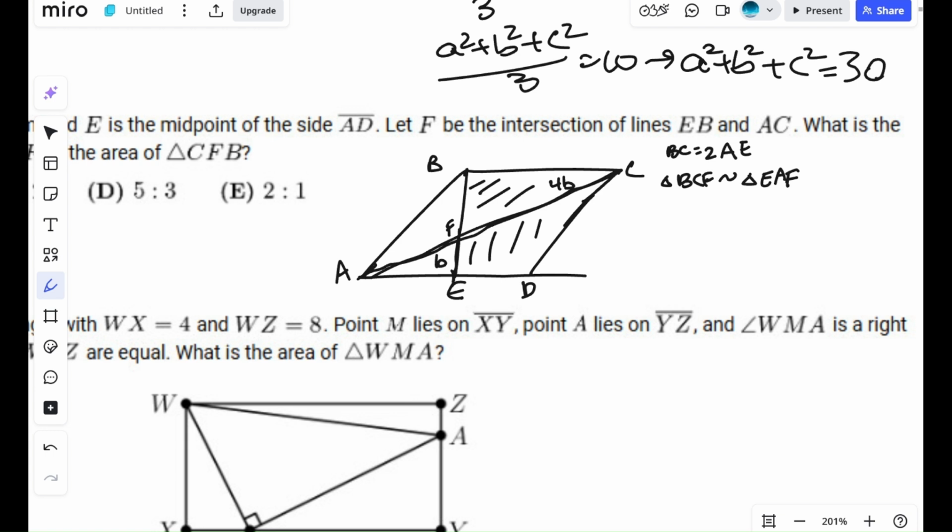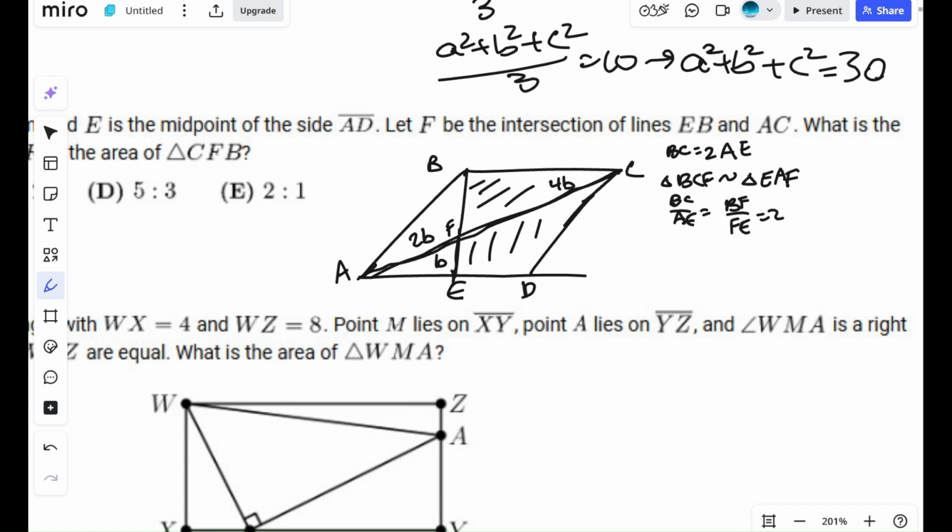And we know that BC is equal to 2AE, so BC over AE, which is also equal to BF over FE, is equal to 2. So that means that the area of ABF is going to be 2 times the area of AFE, so this is 2b.